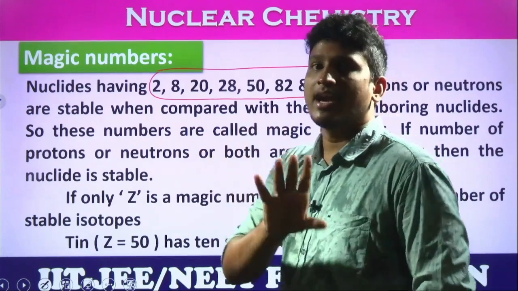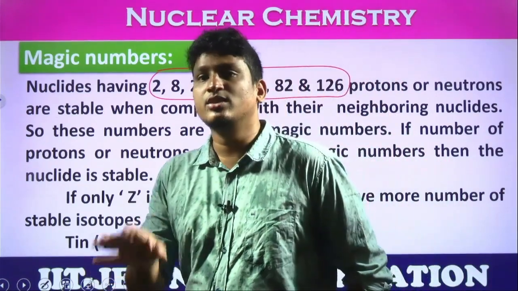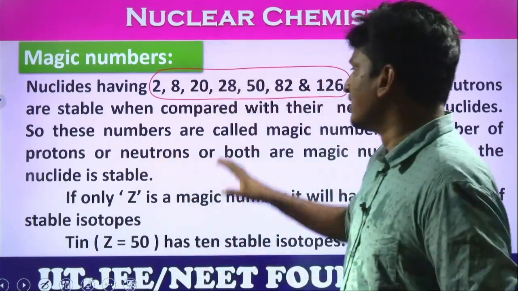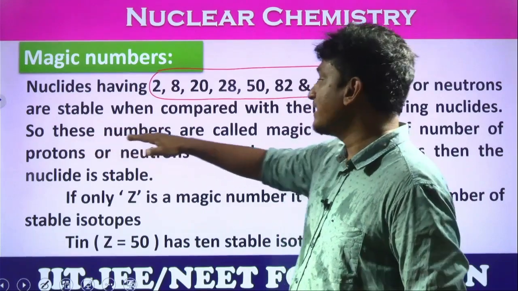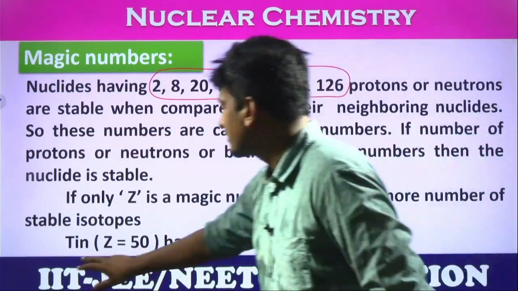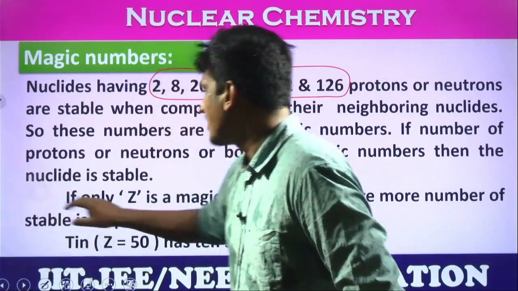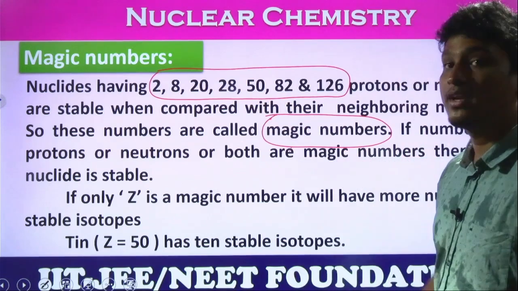Sir, why? I already said, it is based on one theory, and we don't have that discussion here. The theory is called the nuclear shell model. When compared with their neighboring nuclides, these numbers are called magic numbers, students. Why? Because with these numbers of nucleons, the nucleus becomes more stable.